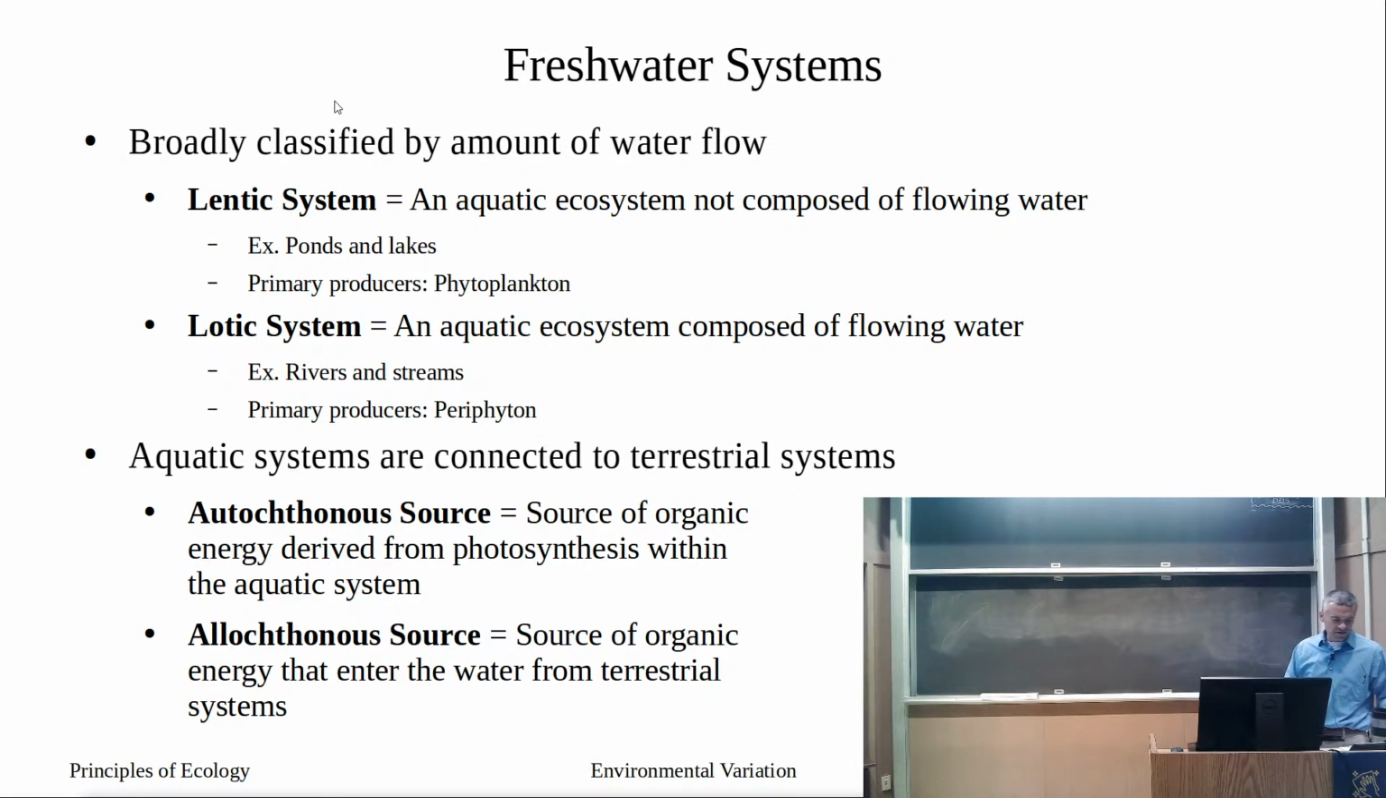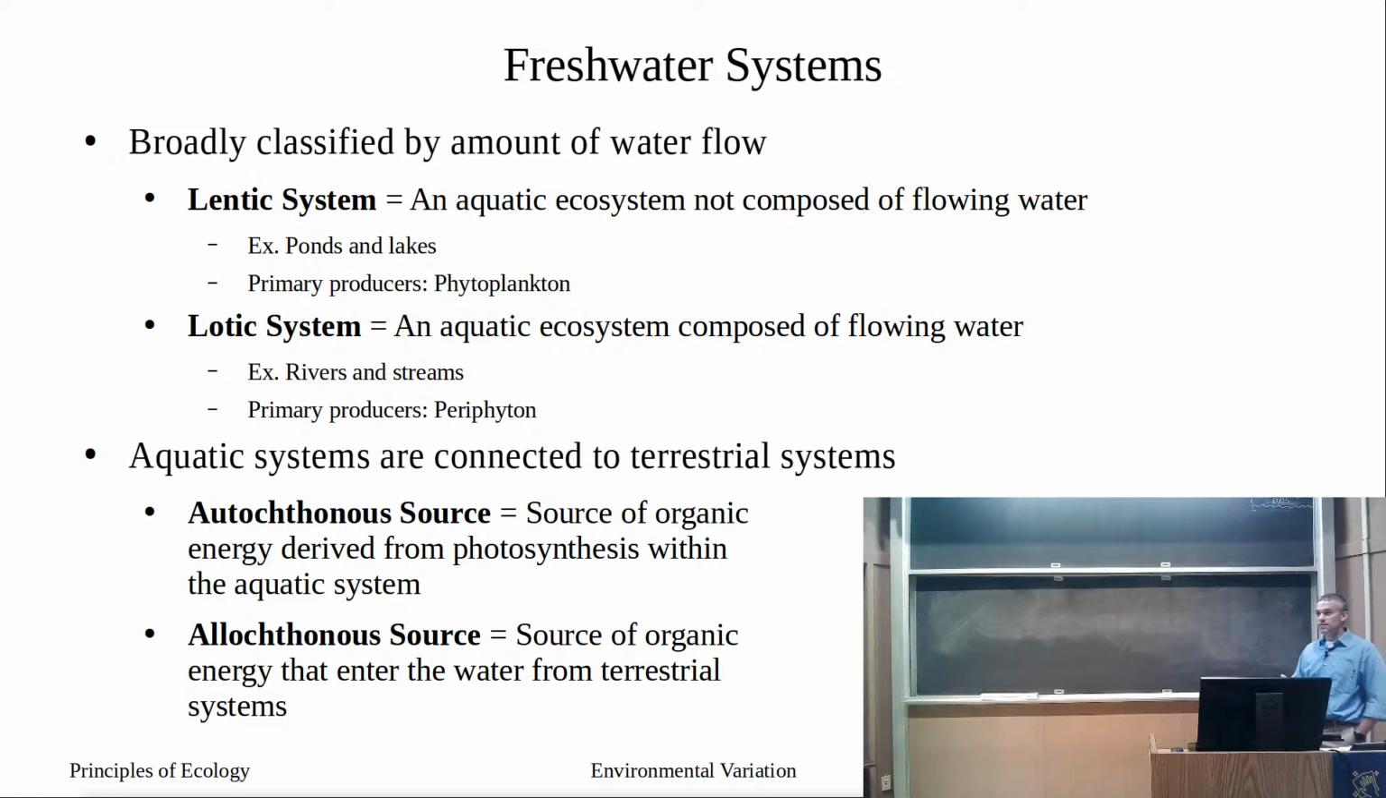So our freshwater systems are broadly classified based on water flow. You've got your streams and rivers, or you have your ponds and lakes. The lentic systems are your ponds and lakes. These are the aquatic ecosystems that are not composed of flowing water. Yes, we have some water flow. We have currents that can develop in these bodies of water, but by and large, that water is basically still.